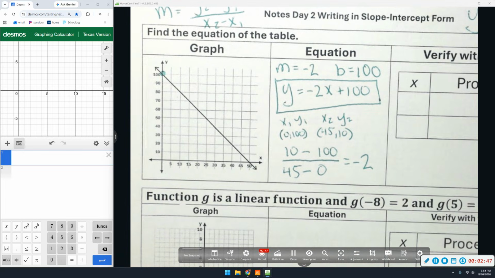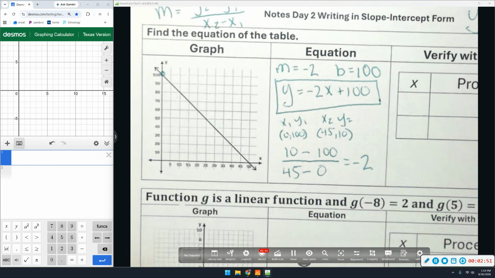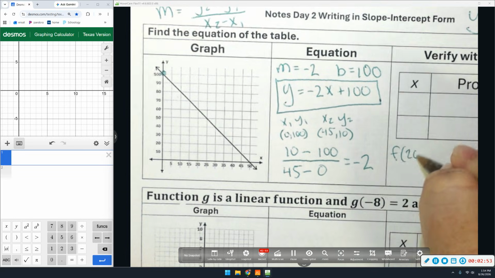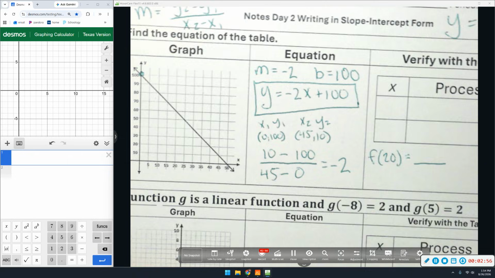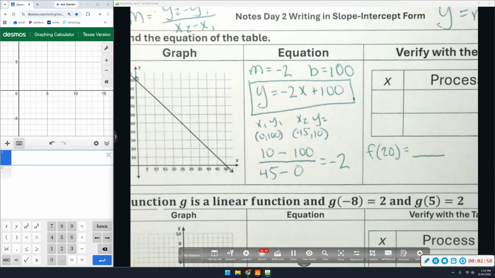Now, we're not going to do the process tables today. We did a lot of that yesterday, so I'm not super worried about that. But there is one thing I want y'all to find. F of 20. I want you to find that, and you can find it from the graph. Graph, not computer.